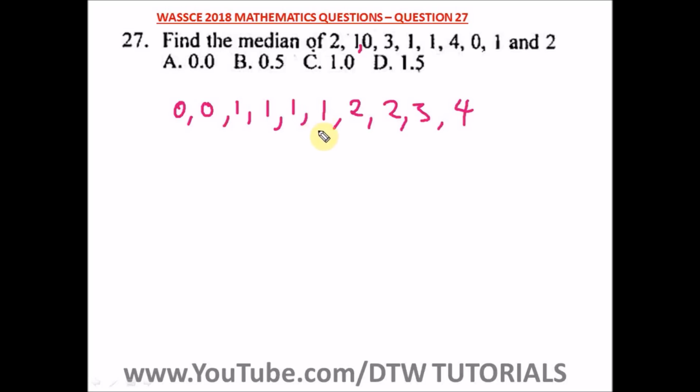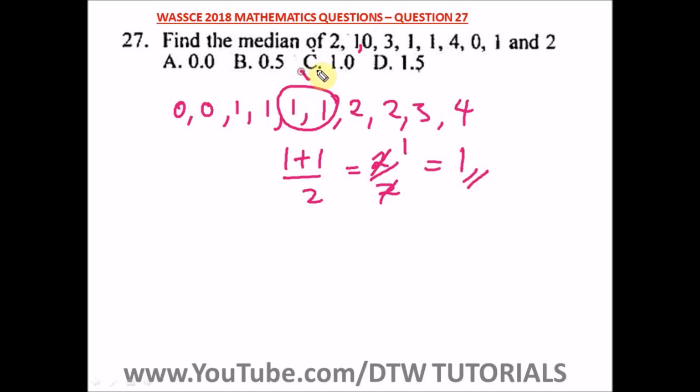So let's try to find the middle number. How many numbers do we have? We have 1, 2, 3, 4, 5, 6, 7, 8, 9, 10. So this is an even number, as in the number of values here is even. It means we have to pick 2 numbers in the middle and divide by 2. If it was an odd number, we would find a middle number, which would just be 1 value. So here we have 4 here and 4 here, so the middle numbers are 1 and 1. So we have 1 plus 1 divided by 2. What is 1 plus 1? That's 2, divided by 2 will give us 1. So our median is 1, and our right option here is option C.